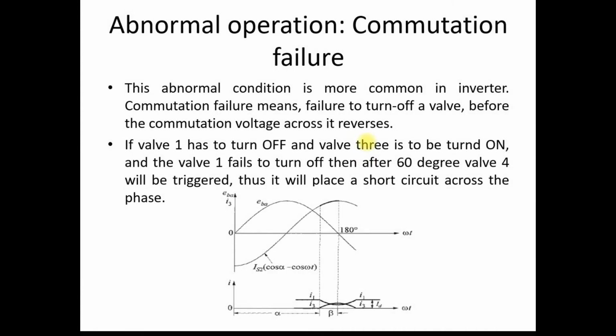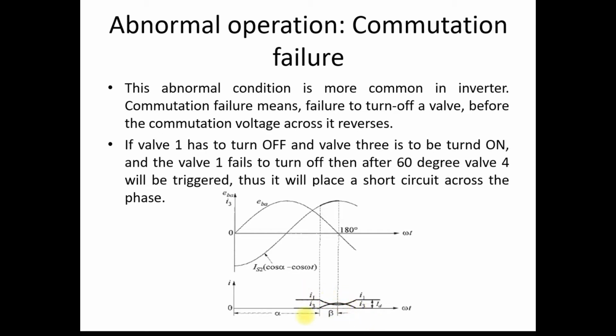So let's understand here. You can see this commutating voltage EBA. Here it is 180 degrees. After 180 degrees, this commutating voltage becomes negative. So before this commutating voltage becomes negative, your outgoing valve, valve number 1, must be off. You can see here the current waveshape in valve number 1 and valve number 3. The commutation starts from here. From here you provide the gate pulse to valve number 3 and valve number 1 starts commutating. It means current is decreasing in valve number 1.